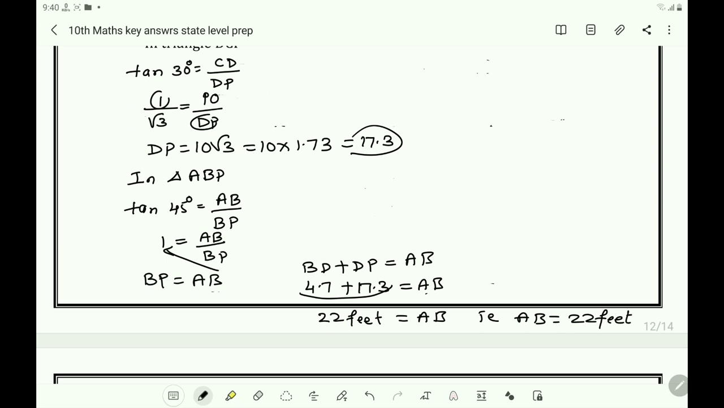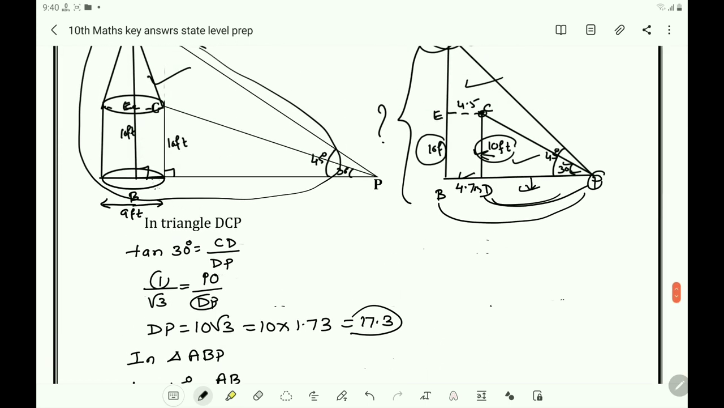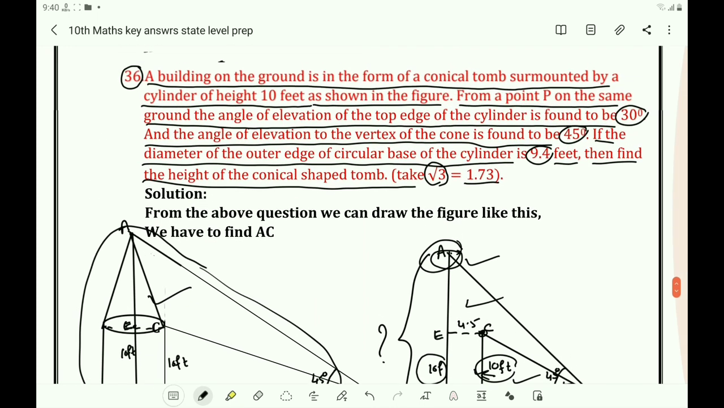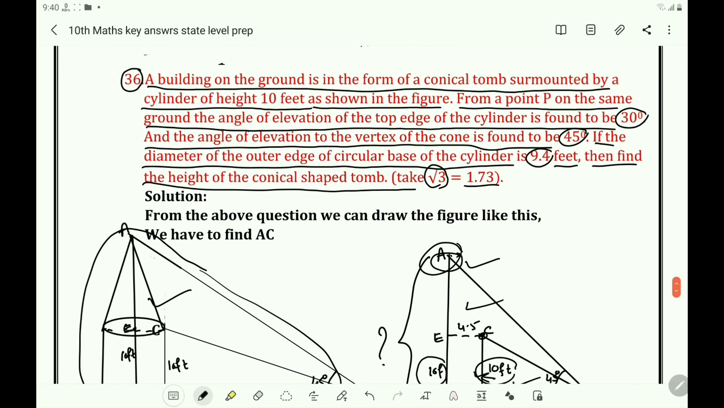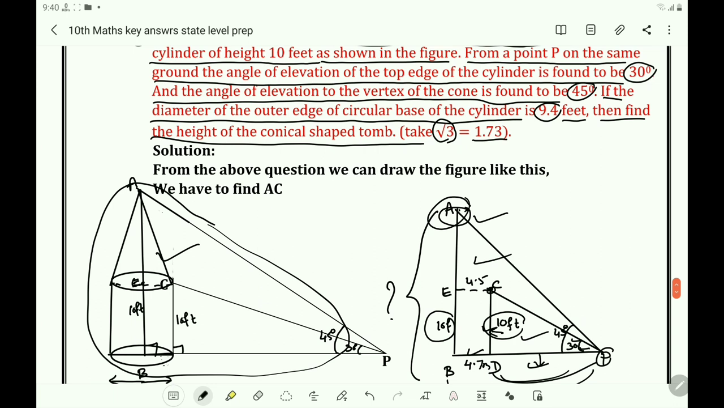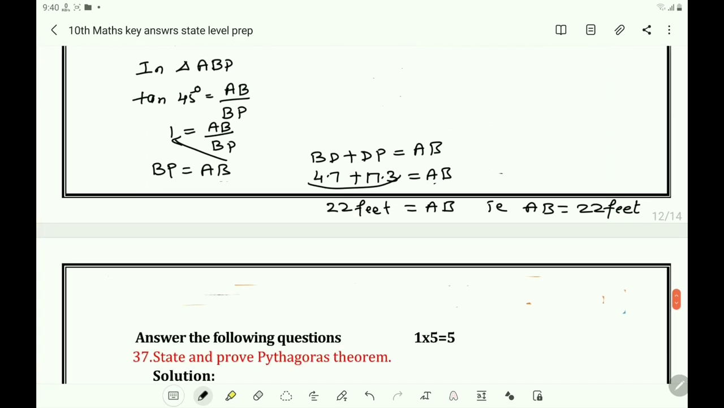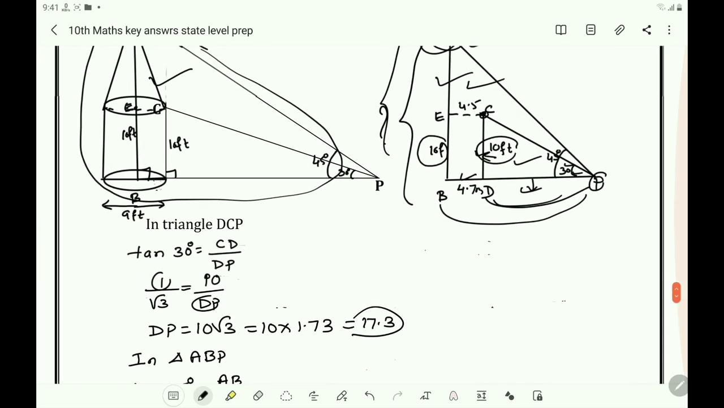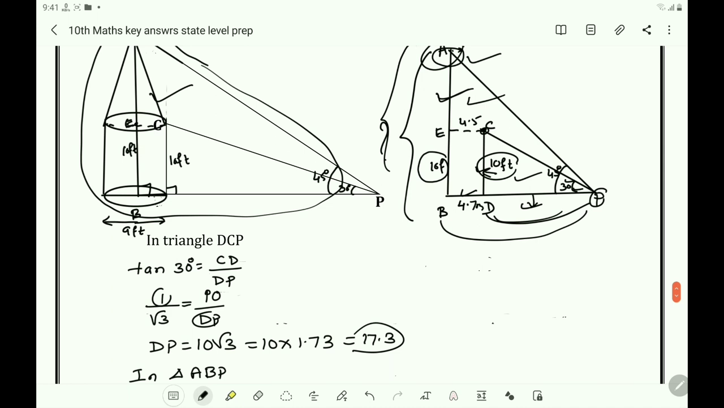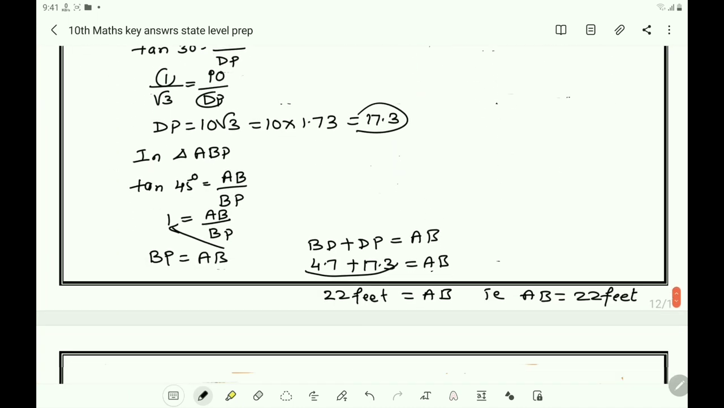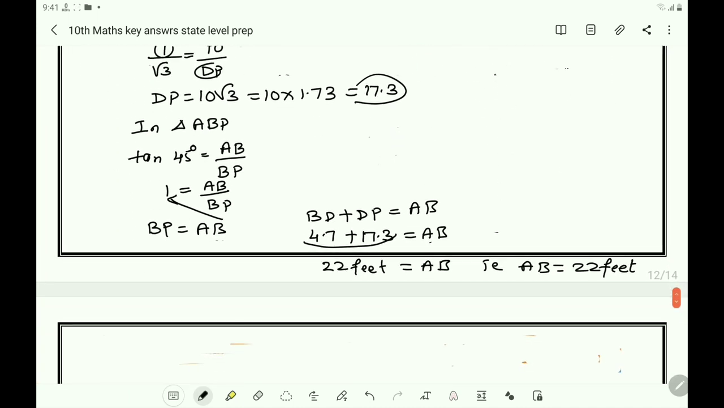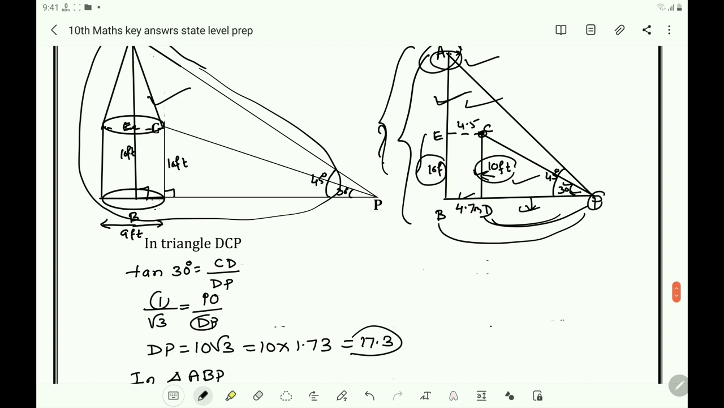AB equals 22 feet. In this way, with the help of the trigonometric ratios, it is possible to get the height of the complete AB. And then what is AB here? What do you have to find out? We have to find out AE. Then AE is equals to AB minus B.